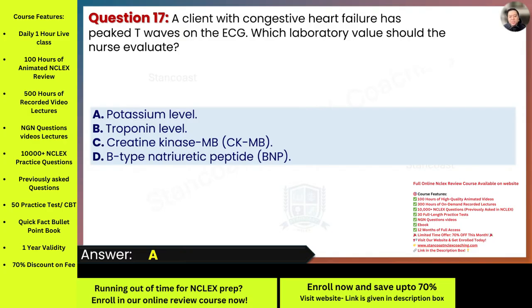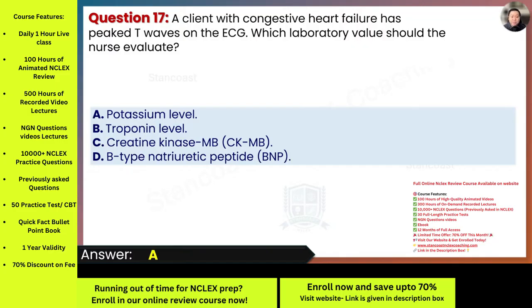Now, when you see peaked T waves on the ECG, this is a clear indicator that the client may have developed hyperkalemia. And take note that potassium plays a critical role in the electrical activity in the heart. However, if there is too much potassium, such as greater than 5.5, this can interfere with the heart's electrical system. It can lead to dangerous arrhythmias, which could be life-threatening.